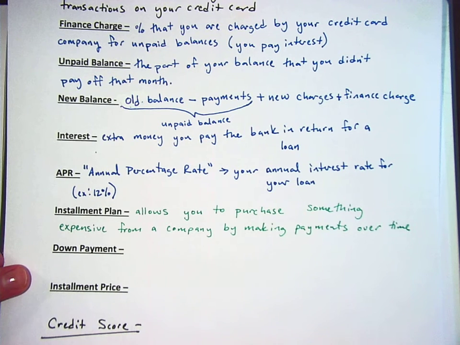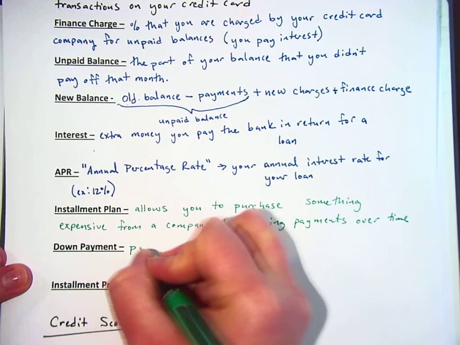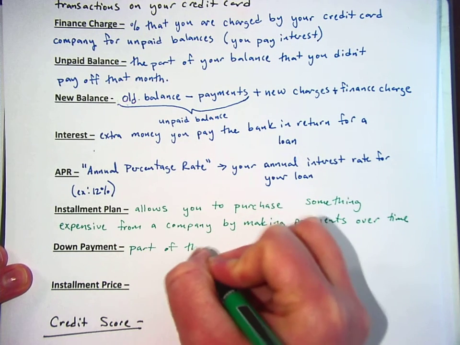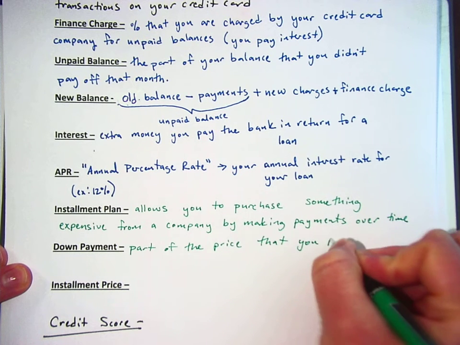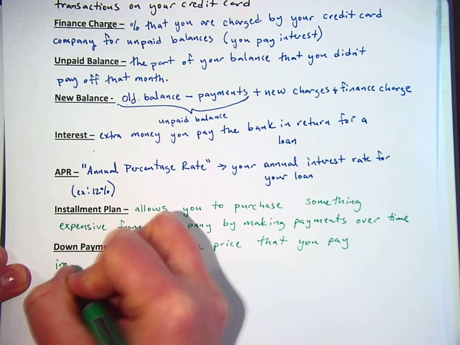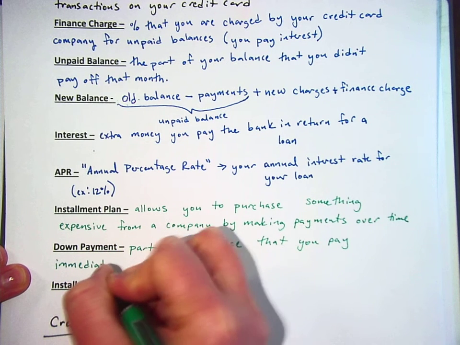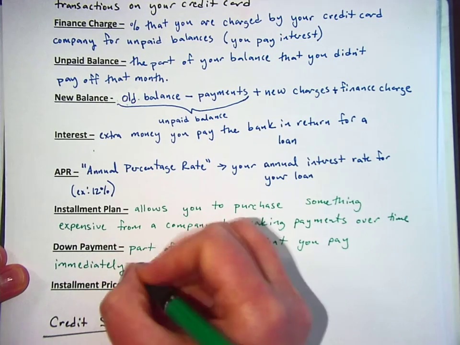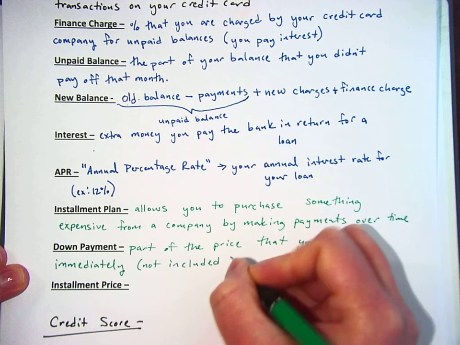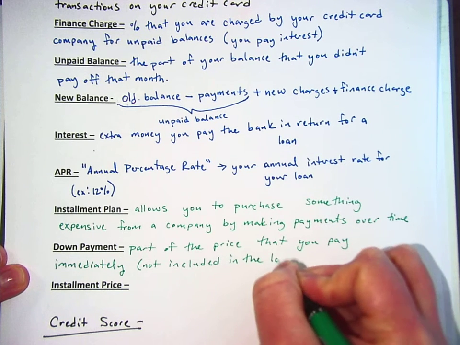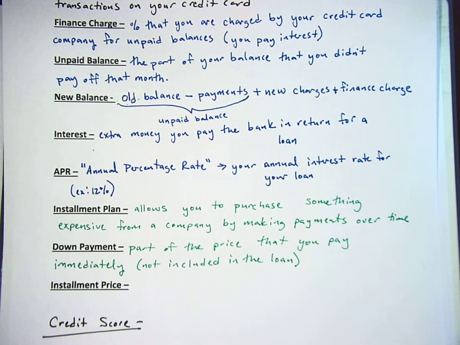A down payment is part of the price that you pay immediately. And this is not included in the loan because you don't have to pay off what you've already paid. An installment price, and if I'm going too fast for you guys, then make sure that you pause the video.